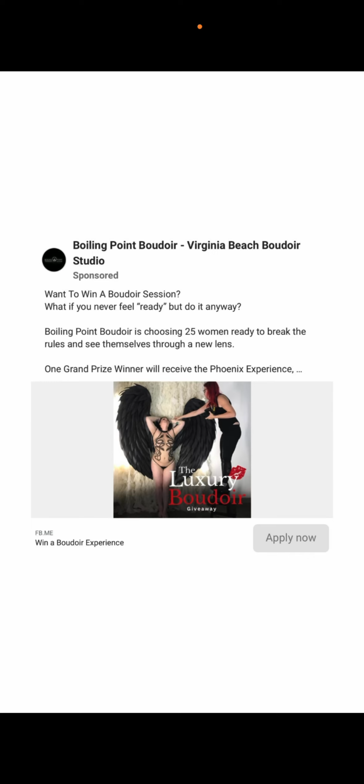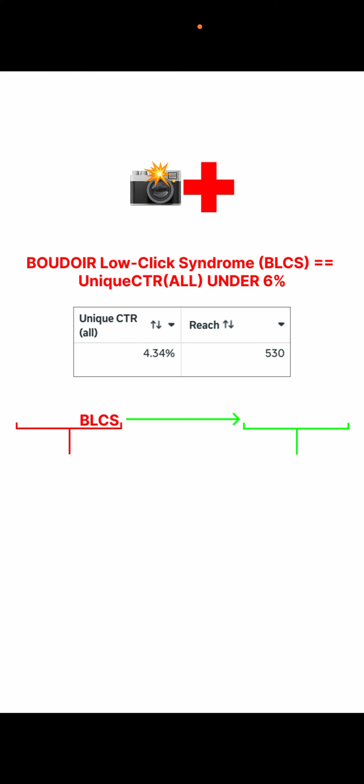All right, y'all, we're going to take a look at this Boudoir Facebook ad. Go and check it out, diagnose it, see if we believe it has Boudoir low click syndrome, aka BLCS. All right, so Boudoir low click syndrome is when the unique CTR of our Boudoir Facebook ad is under 6%. And this is bad, as we'll see in the next picture.